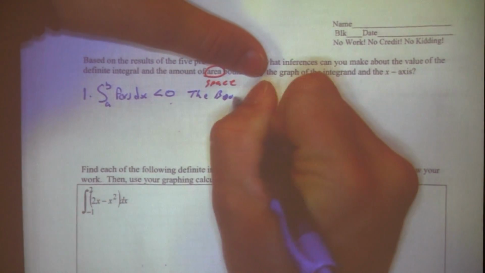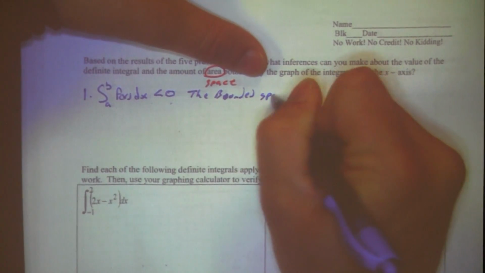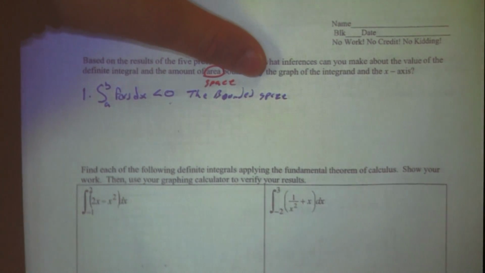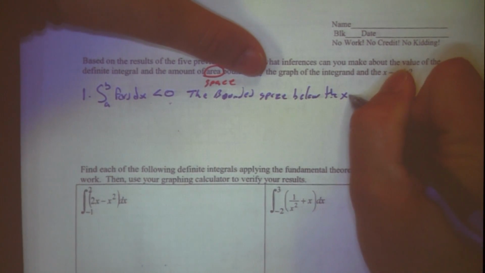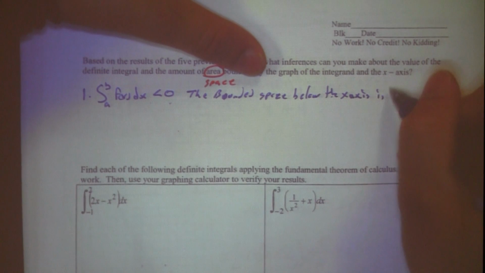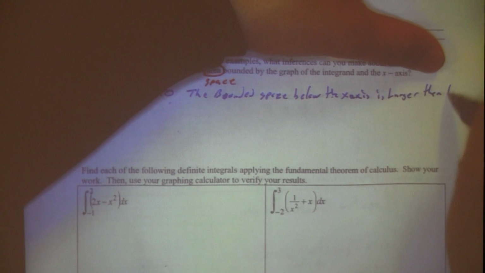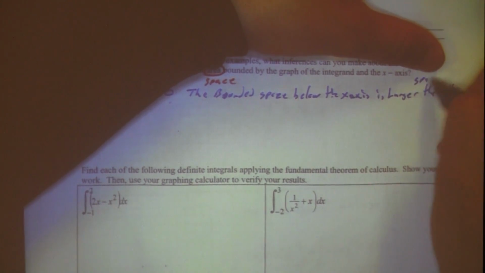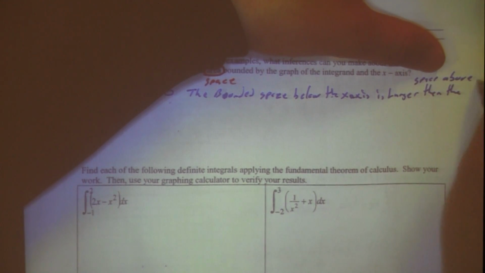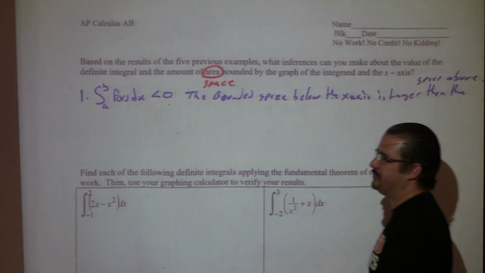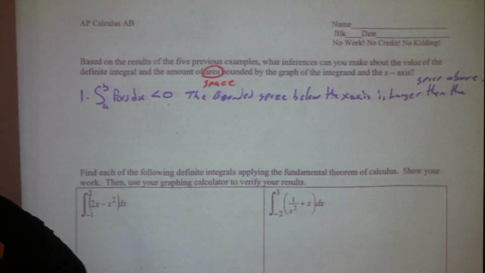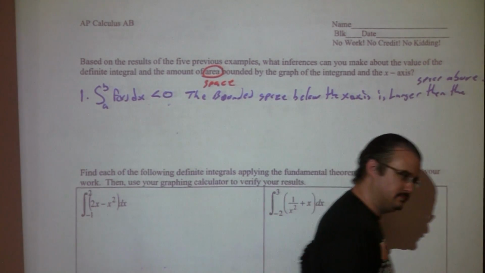So maybe we could say the bounded space below the x-axis is larger than the space above. Yeah? Or it could also be like Robert said, that it was completely where? Below the x-axis. Good?